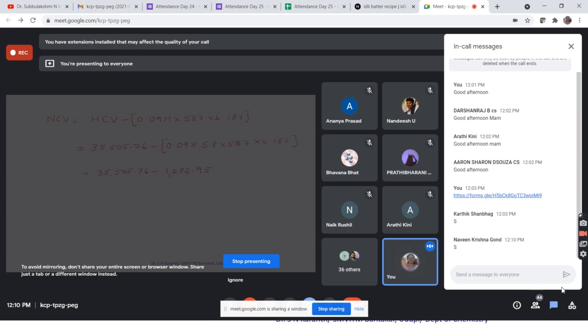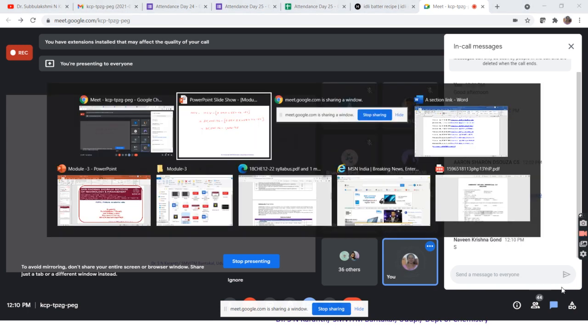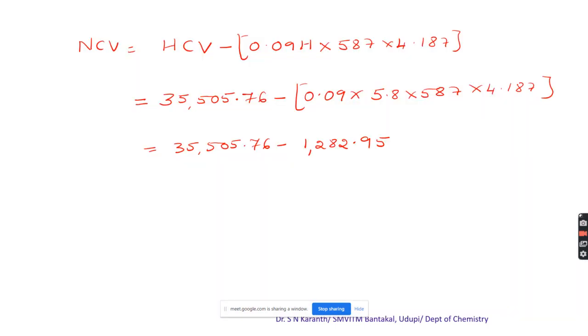Okay. So I'm not logging on another system. Here, you will get this quantity, 1282.95. So the net calorific value of a fuel sample becomes 34,224.77 kilojoule per kg. So this is the final answer.